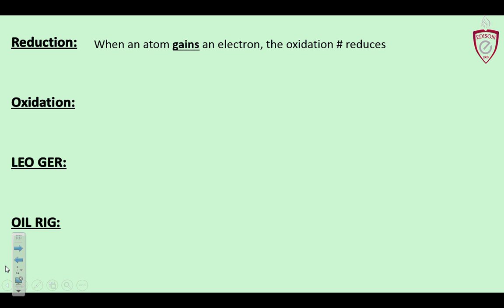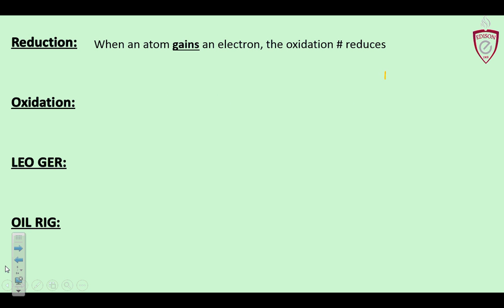I'm going to do a real quick one. When an atom gains an electron, like if I got lithium and I add an electron to it, it becomes lithium negative 1. So I went from an oxidation number of 0, and it reduced. It went smaller. Reduction.